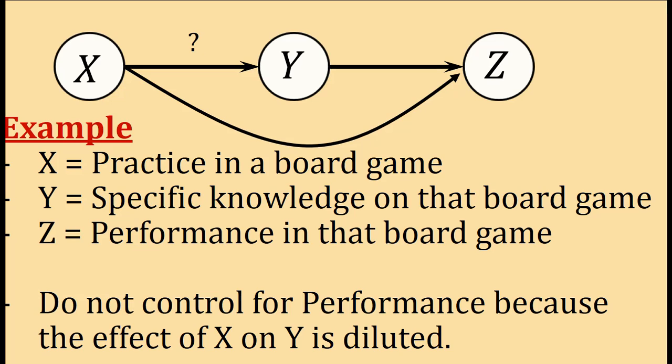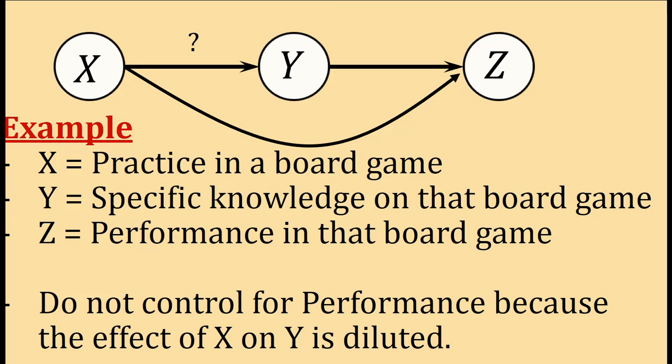Now, in order to analyze the relationship between X and Y, we need a range. So people who practice not too much, people who practice a little bit, people who practice a lot, and a range of people with knowledge in the game, from knowing very little to knowing quite a lot, and a range in performance. So people who perform not so well and people who perform very well.